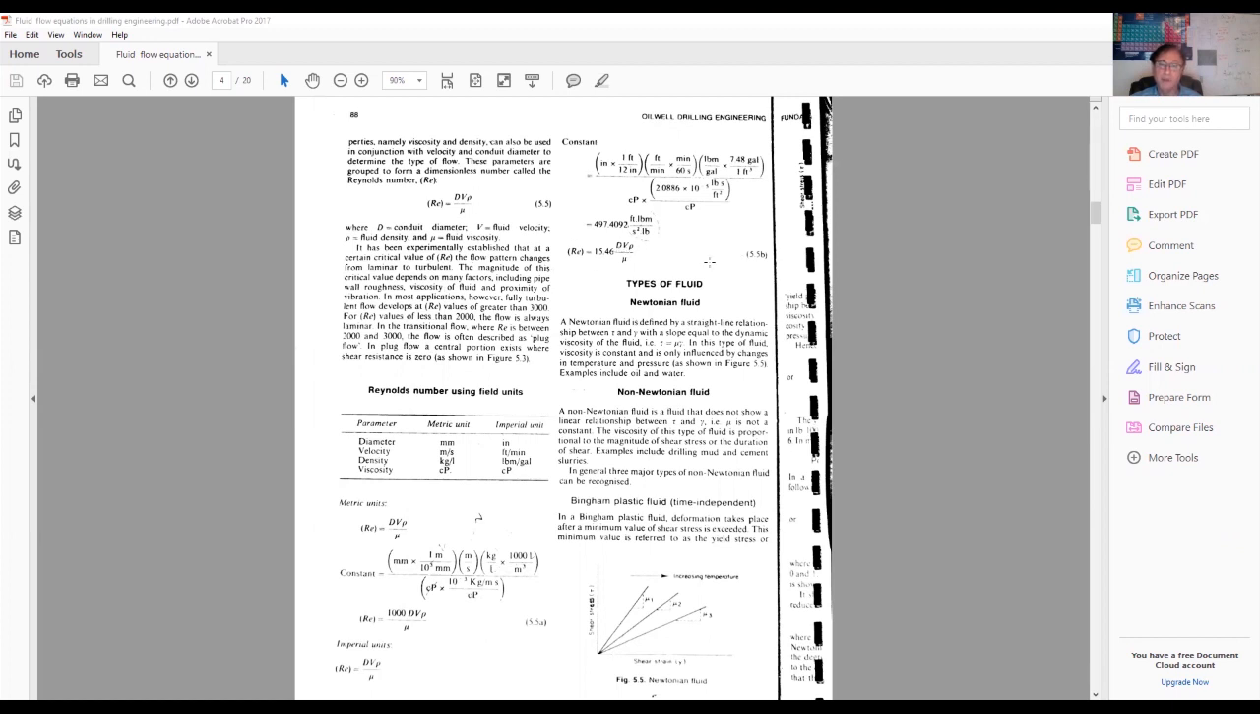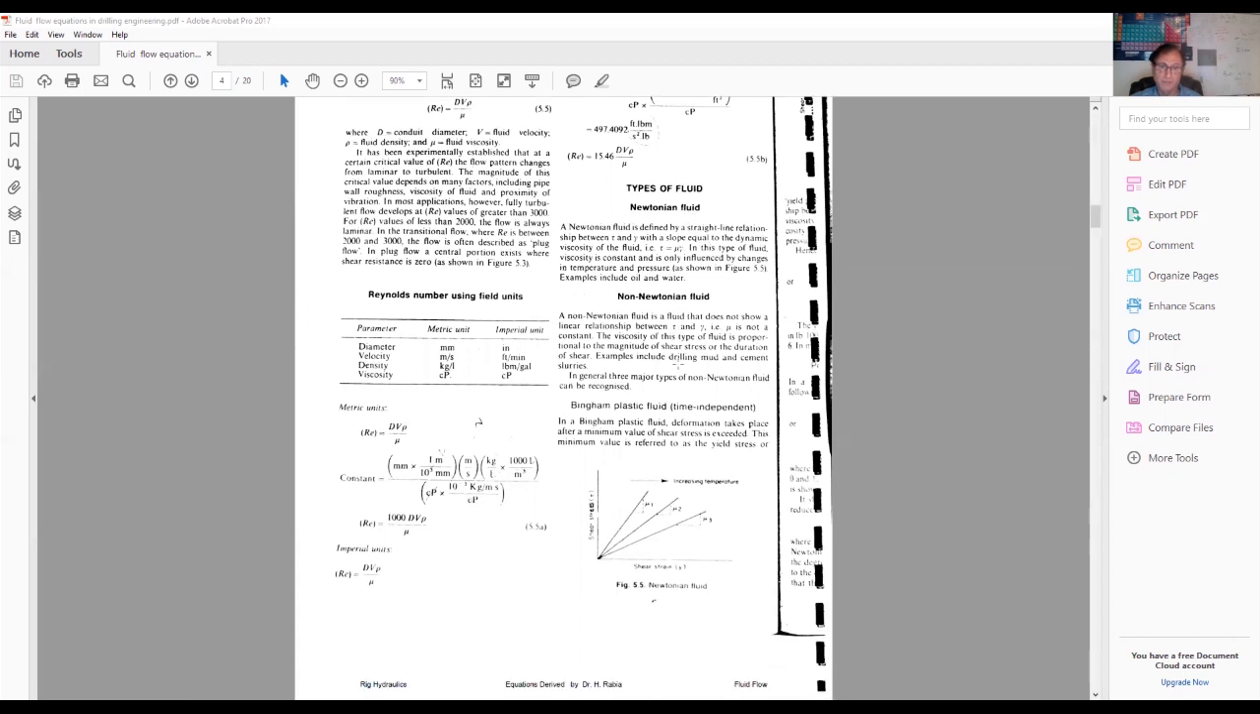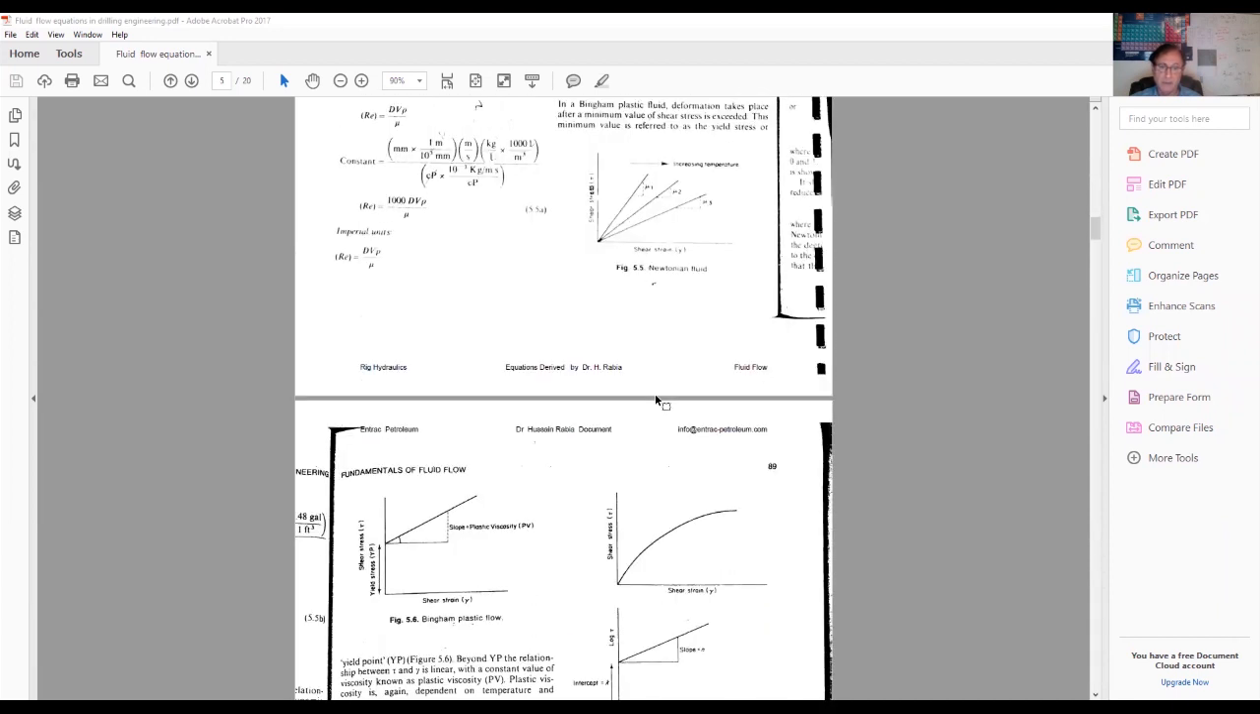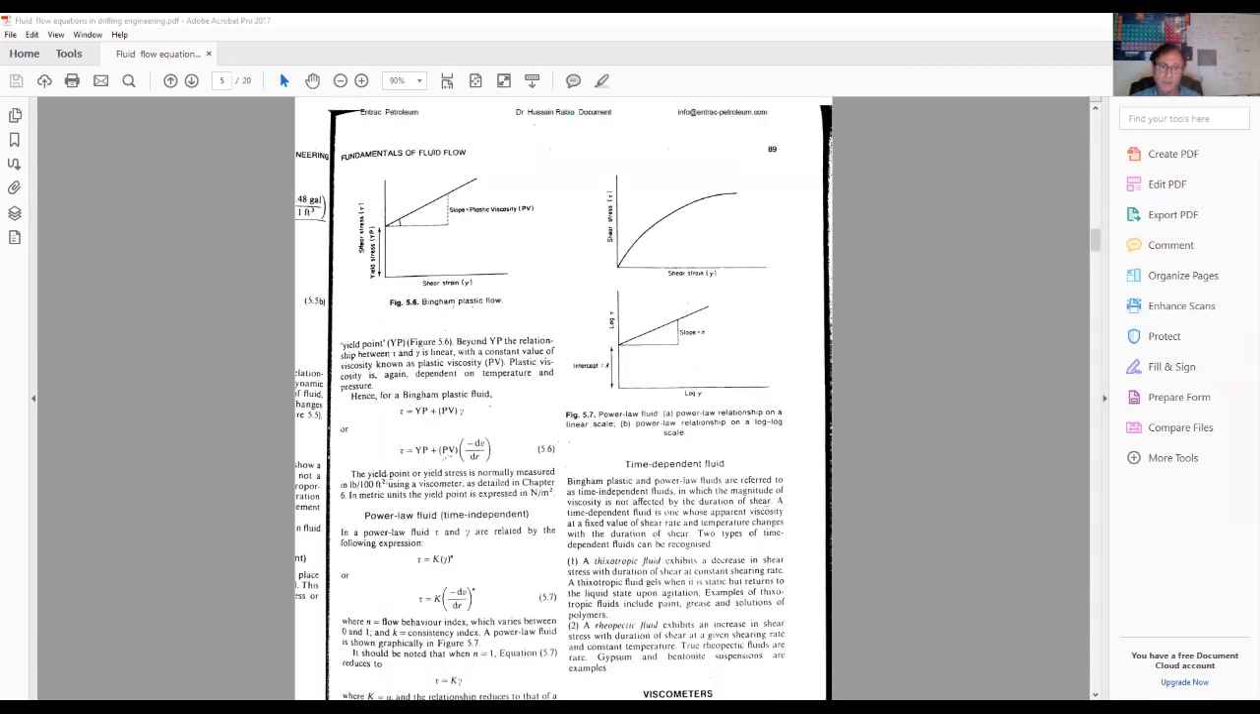And then we talk about types of fluid, Newtonian and non-Newtonian fluid. We don't actually have Newtonian fluid in drilling, mostly non-Newtonian fluids. And we have two types of those fluids which we normally use, the Bingham plastic model. And this basically shows that the shear stress is equal to the yield point, similar to steel, you have a yield, plus plastic viscosity times the shear rate.